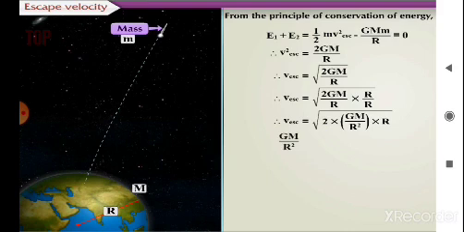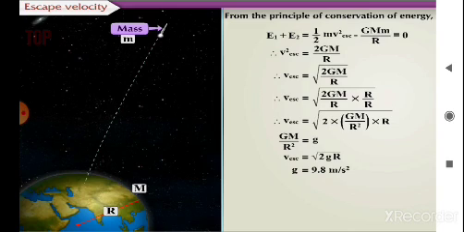Multiplying and dividing by r, we get under root of 2 into G M upon r square into r. G M upon r square is equal to g. Therefore, v esc is equal to under root of 2gr.